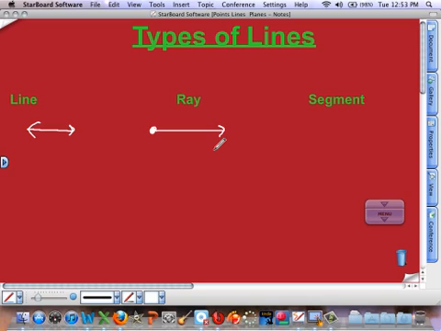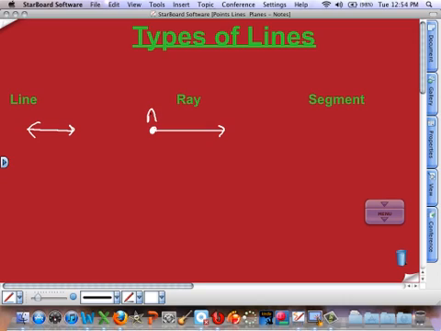Kelsey, I liked your picture of a ray. I thought it was perfect. It was a measuring tape, where the casing on the tape measure was the endpoint, and then the tape measure just kept going out. It's a perfect example of a ray.